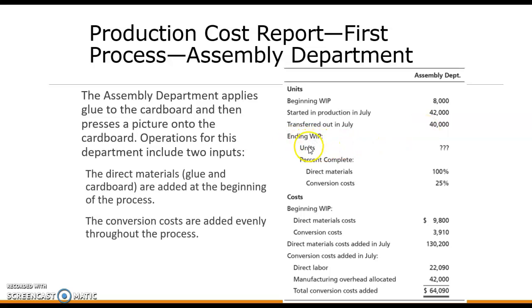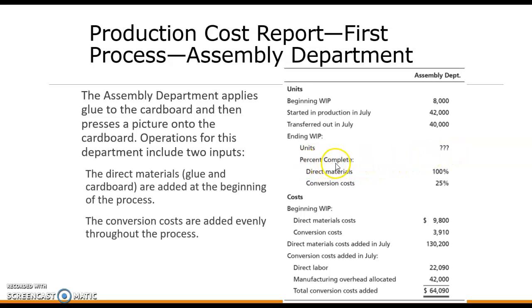So how many ending units do we have? Well, we had 8,000 to start with. Then we started another 42,000, so together that's 50,000. Then we transferred out 40,000 to the next department. So 50,000 minus 40,000 means we have 10,000 units left over in the assembly department that aren't finished yet.